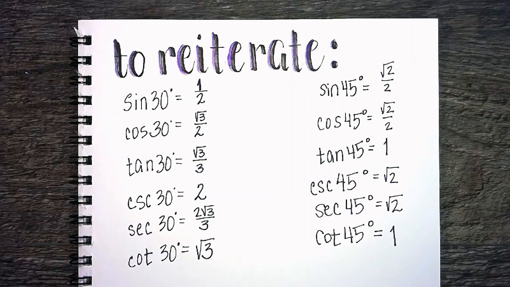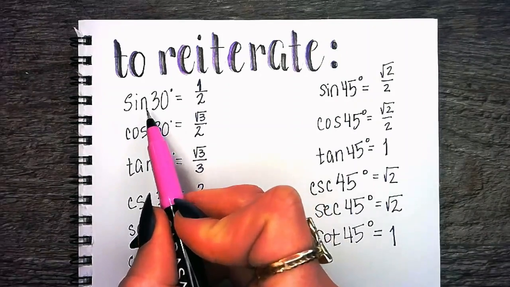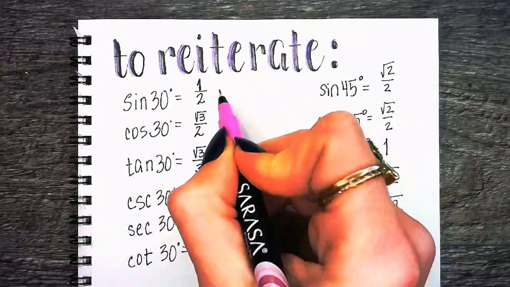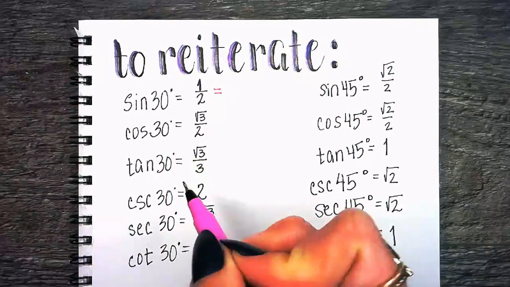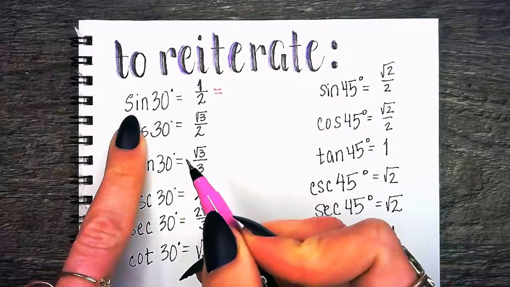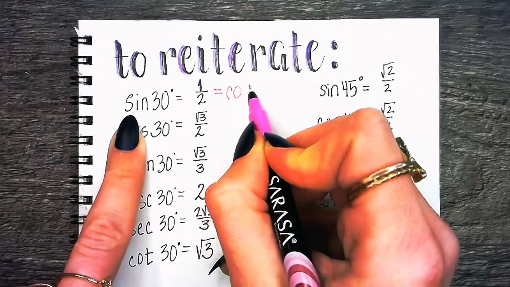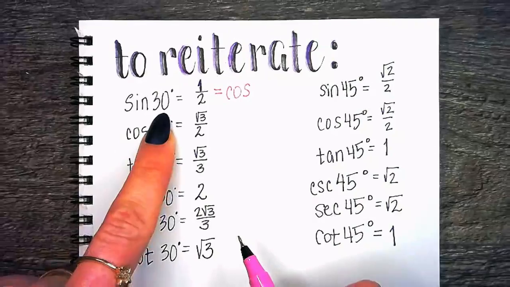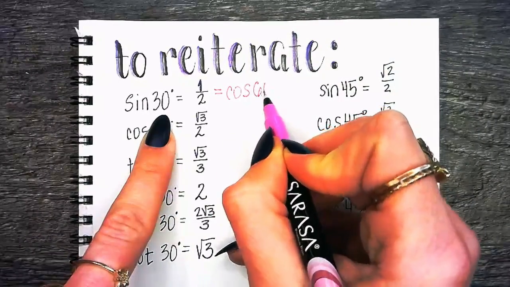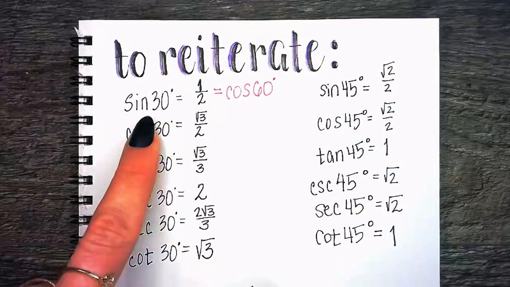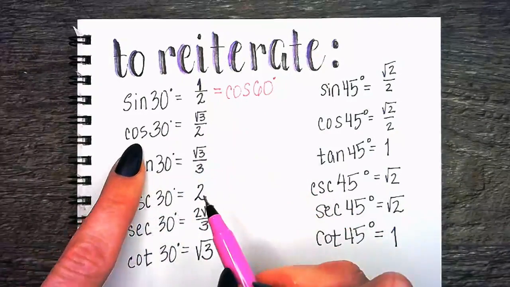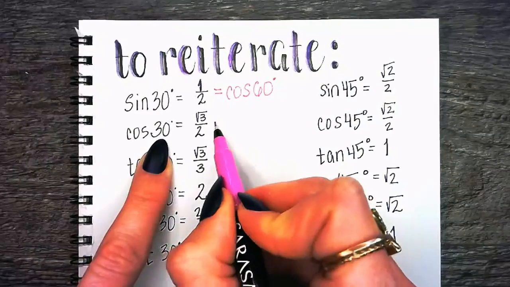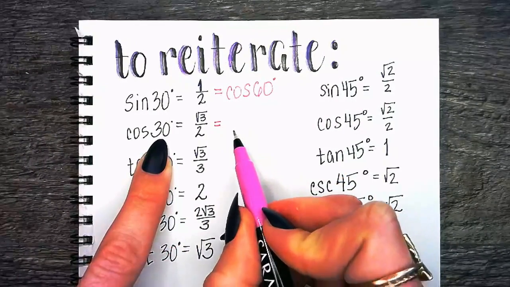Now, there is one other thing I want to add on to this. The sine of 30 is equal to the co-function of the complement. What's the co-function of sine? What's the complement of 30? The sine of 30 and the cosine of 60 are equal. They're both 1/2. The trig of an angle is equal to the co-function of the complement.